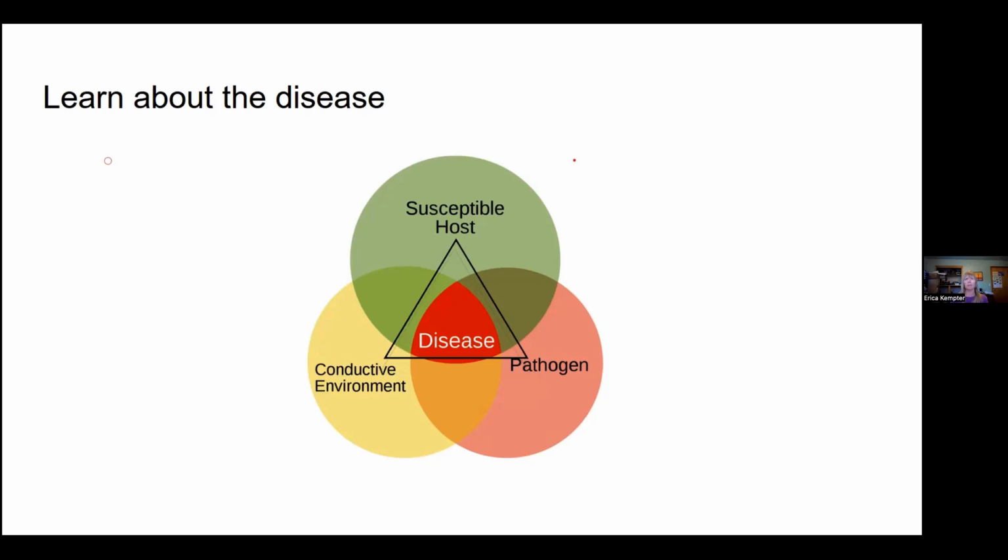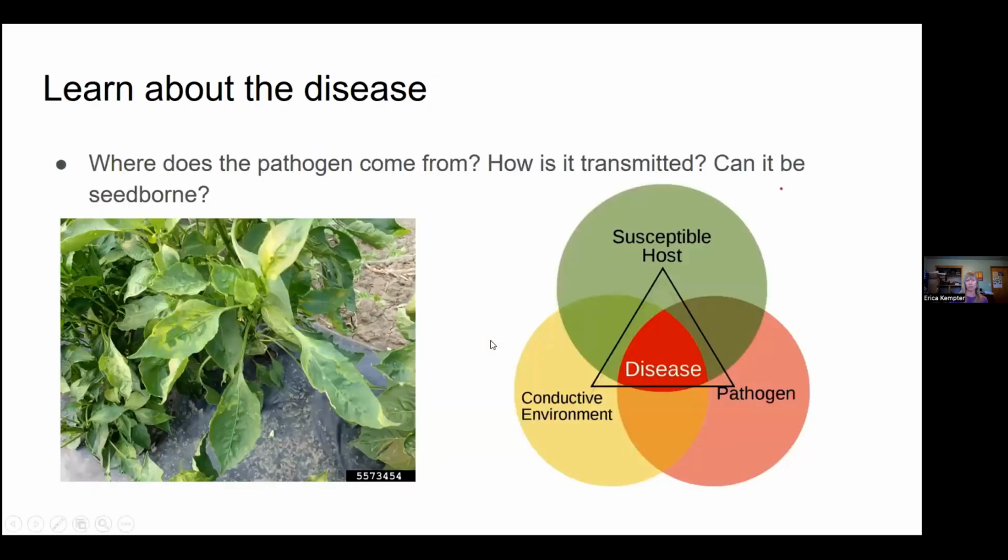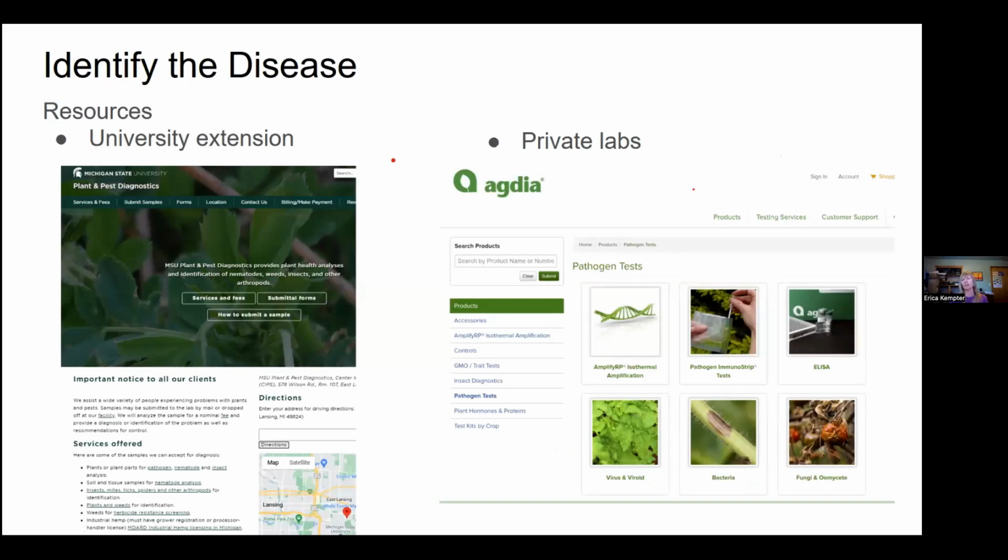And one of them, with looking at this, is with the alfalfa mosaic virus. Once you've identified it, where does the pathogen come from? How is it transmitted? So we're looking at this section of the triangle here. Where is that pathogen coming from? And how is it transmitted? And is it seed-borne?